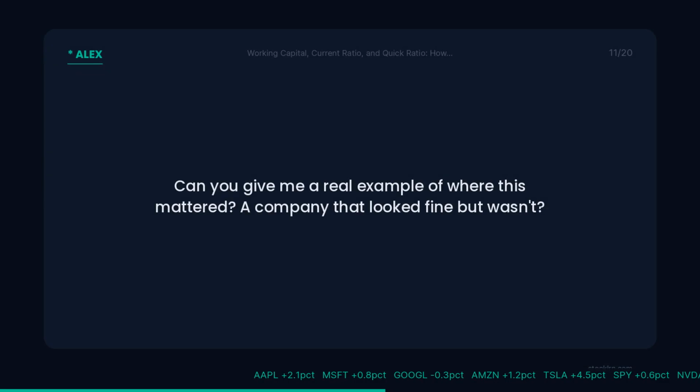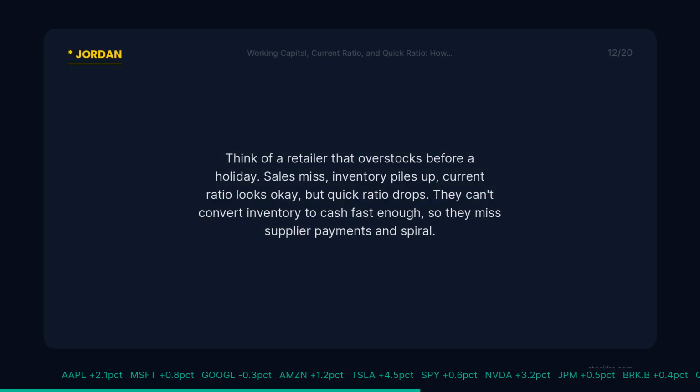Can you give me a real example of where this mattered? A company that looked fine but wasn't? Think of a retailer that overstocks before a holiday. Sales miss, inventory piles up, current ratio looks okay, but quick ratio drops. They can't convert inventory to cash fast enough, so they miss supplier payments and spiral.